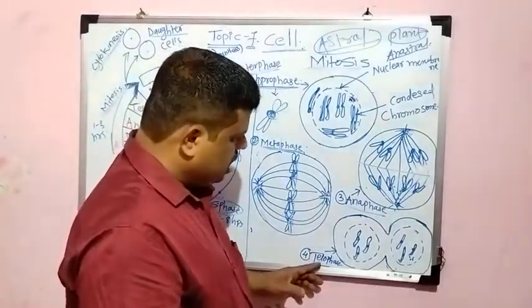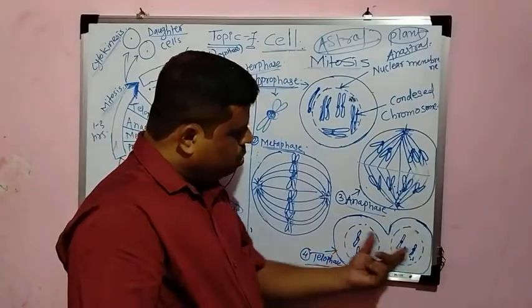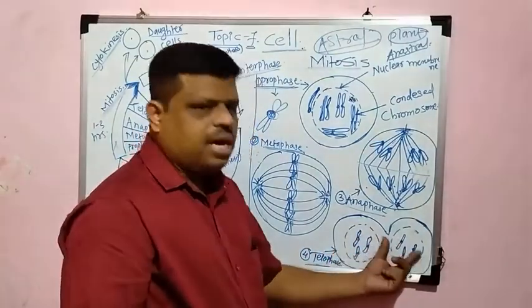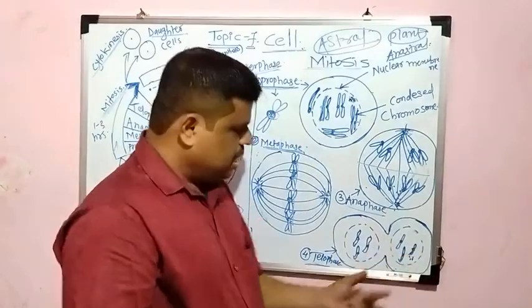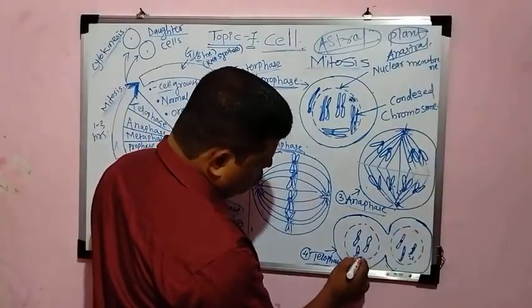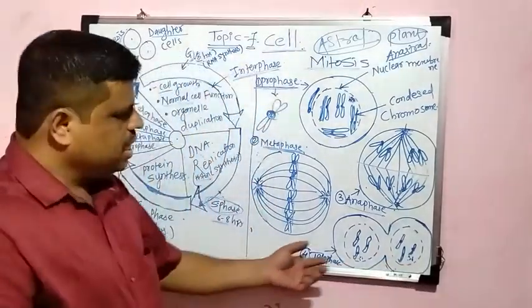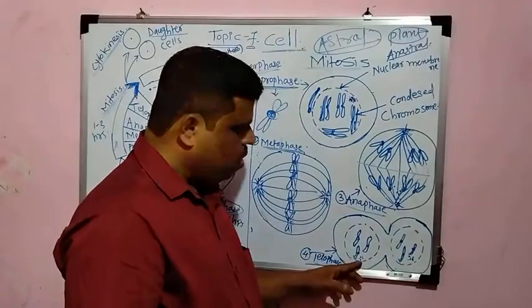Telophase. In this telophase, two cells are formed, and a nuclear envelope and a nucleolus. Both these things reappear at the end of telophase.